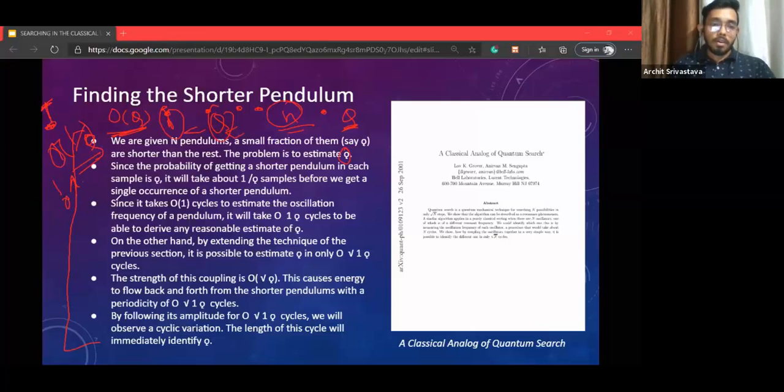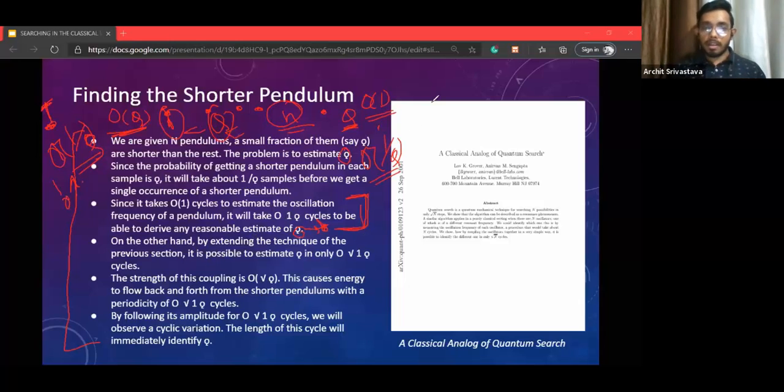What we find is that because it takes O(1) cycle to estimate the oscillation frequency of the pendulum, it will take O of 1 upon Q cycles to derive any reasonable estimation of Q. So now we are converging to estimating the proper value of Q, finding how many pendulums are there of a short length. I'll quickly give a significance of this.